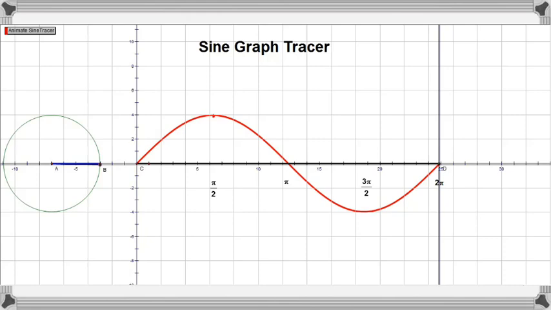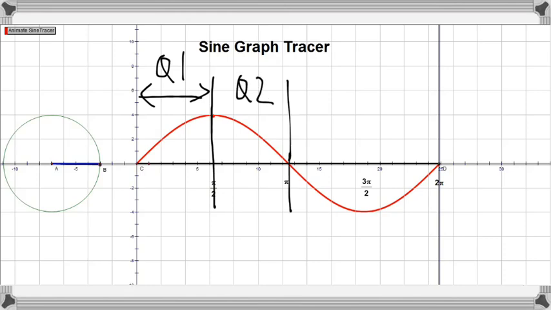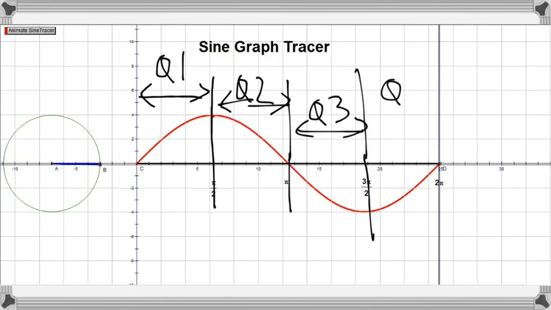Now, in terms of the quadrants, this part here corresponds to the first quadrant, as we saw, the first lot of 90 degrees. This part of the graph here is basically quadrant 2. There that is. And quadrant 3 is here. There it is. And quadrant 4, of course, is the last quarter of our circle. Now you can see how it all fits together.